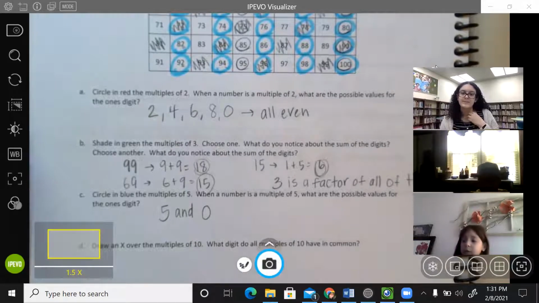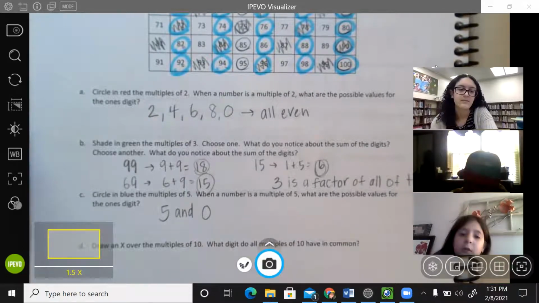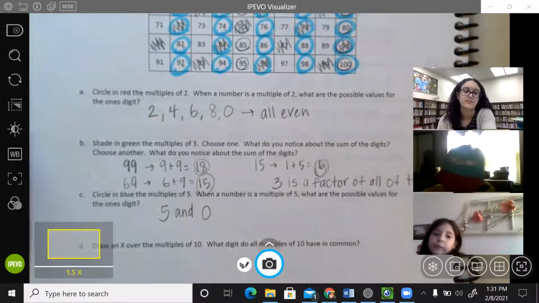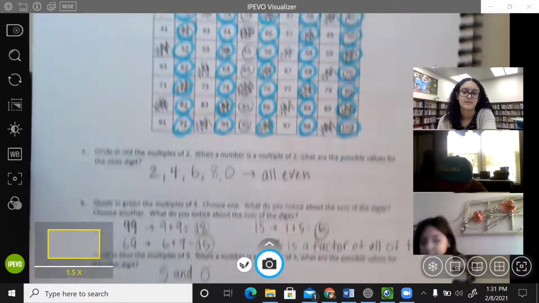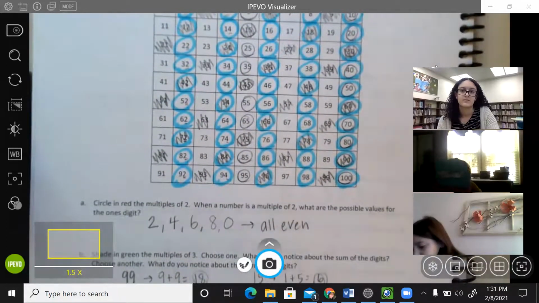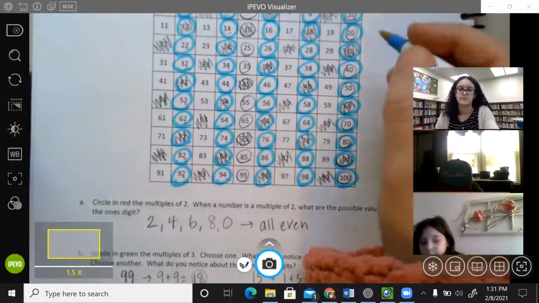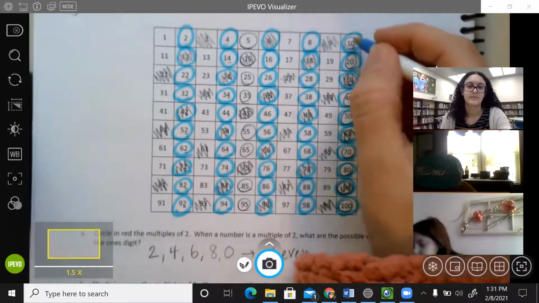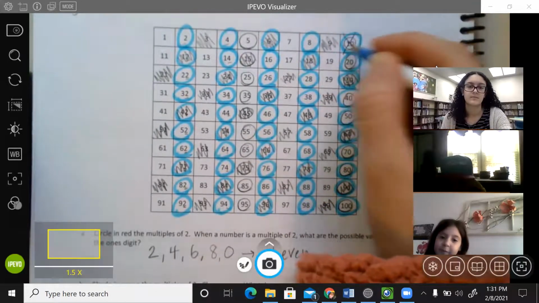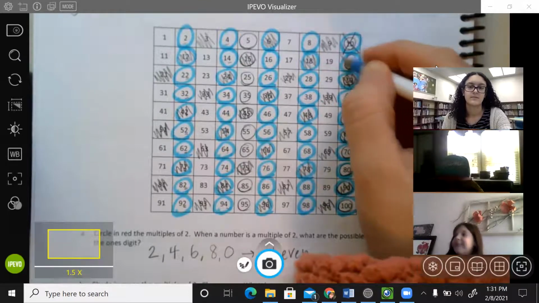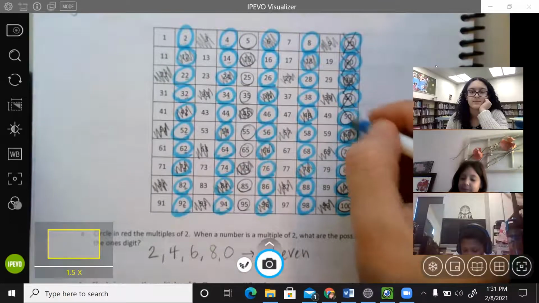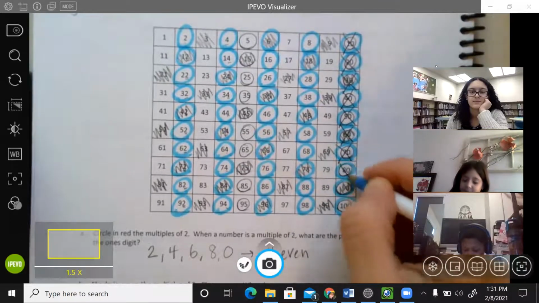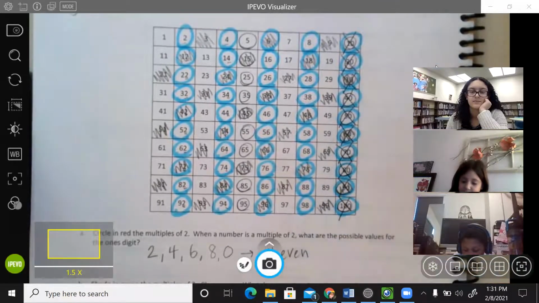All right, Carson, read letter D. Draw next over the multiples of 10. All right, Carson, just do that part now, then we'll read the second part. Tell me all the multiples of 10. Go. 10, 20, 30, 40, 50, 60, 70, 80, 90, 100.